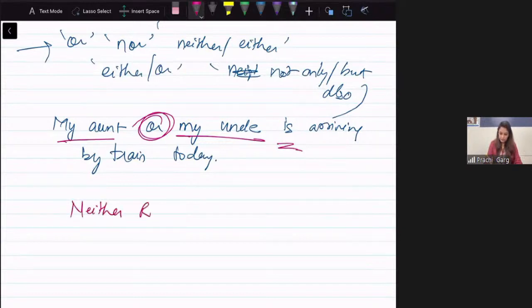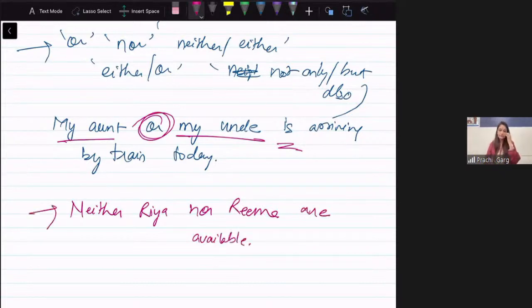Look at one more example. Neither Ria nor Rima are available. Look at the sentence and tell me if there is anything wrong in it. If there is something wrong in the sentence, quickly tell me.